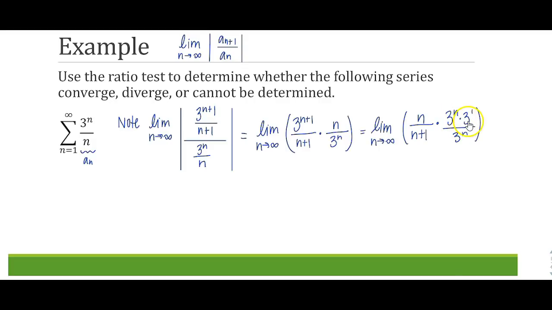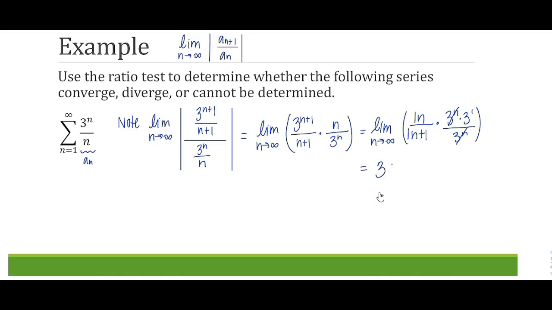So notice 3 to the n times 3 to the 1, since they have the same base, we can add their exponents. So all I've done is rewritten this particular part, and now I can see that the 3 to the n's would cancel out. So the limit as n approaches infinity of n over n plus 1, this part is the only part that involves n, is going to be just 1. If I think about end behavior, or horizontal asymptotes, I'm just going to have the leading coefficients 1 over 1 times 3, so the answer to this limit at infinity is positive 3.